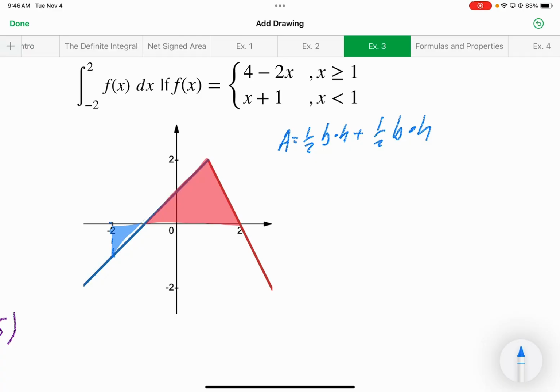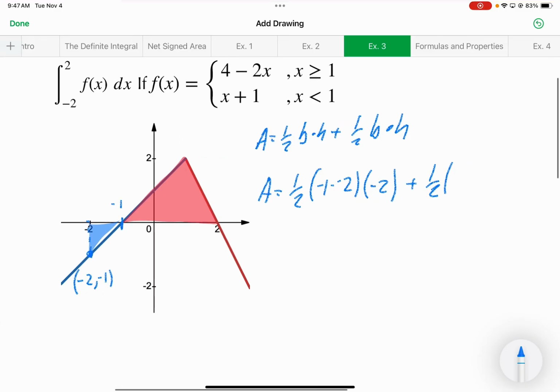So then we would get 1/2. This is 1, and the rest of the values are pretty obvious. And this is -1, so -2, -1. The base of my first one would be negative 1 minus negative 2 times my height of negative 2, plus 1/2 times my base of 2 minus negative 1 times my height of 2.